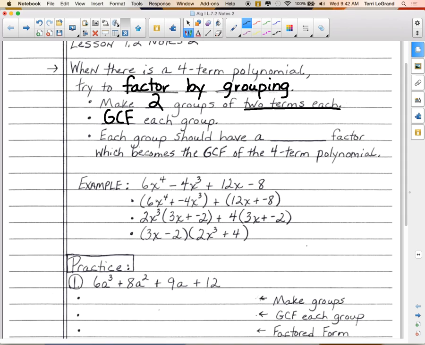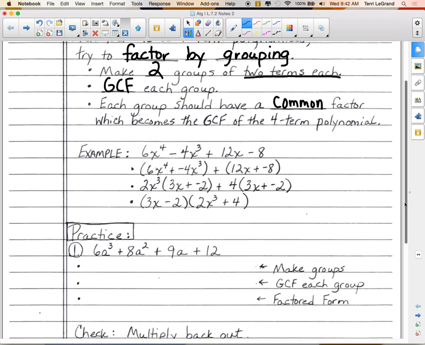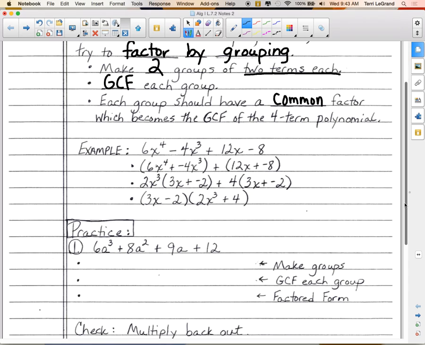We actually find out that if this is factorable by the GCF method, each group should have a common factor. They should have a factor that if we were making a list, we'd be able to circle in both of them. We'd be able to say they have a common factor, and that ends up becoming the GCF of our 4-term polynomial. So we really are still using the GCF method to factor it. It's just, this is how we'll have to accomplish it.